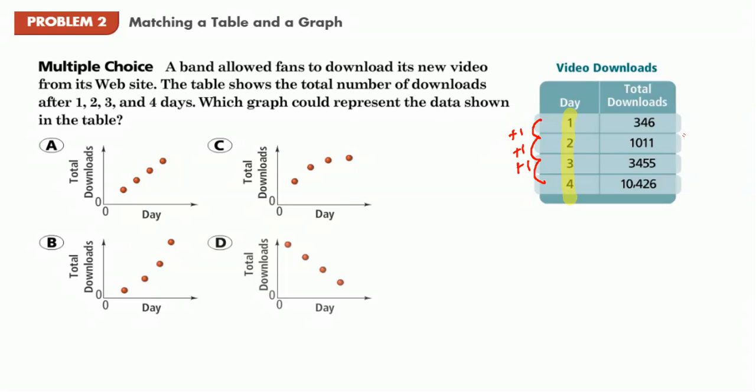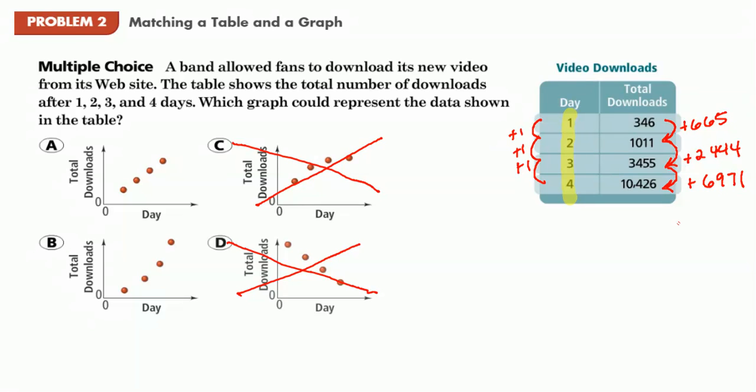For total downloads from 346 to 1011, it is increasing by 665. Then from day 2 to day 3, we had an increase of 2,444 downloads. And from day 3 to day 4, we had an increase of 6,971. So the downloads are not decreasing, they are increasing, and therefore we can eliminate D. It continues to increase, so there is no plateau, so C is out. The increase changes quite dramatically, almost exponentially, so it is not constant.